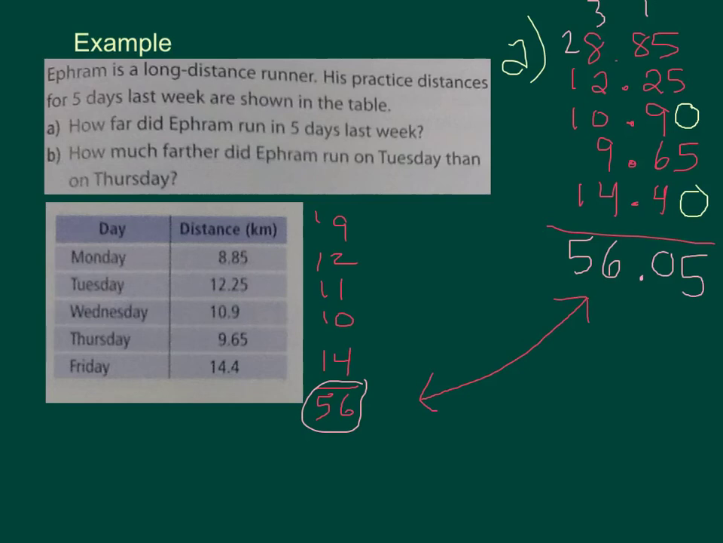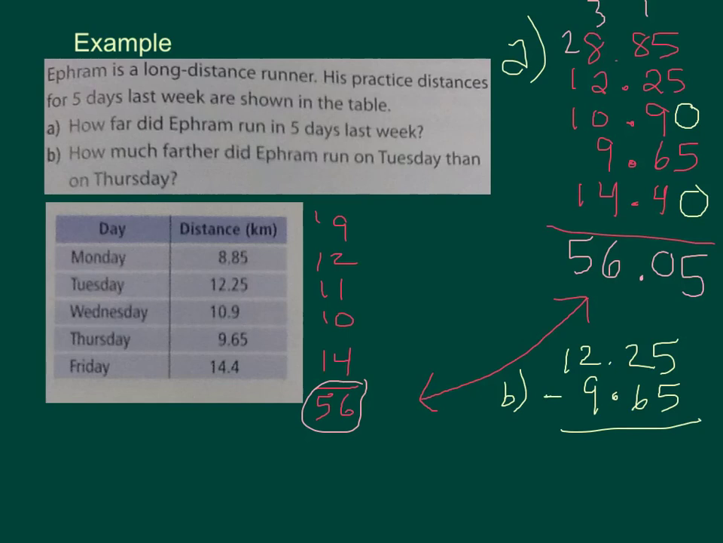And then looking at part B of the question really quickly. How much farther did Ephraim run on Tuesday than Thursday? So I see that on Tuesday he ran 12.25 kilometers, and then on Thursday he ran 9.65. Again, same as addition, you need to make sure your decimals are all lined up. So he ran 9.65 kilometers on Thursday. So what is the difference?